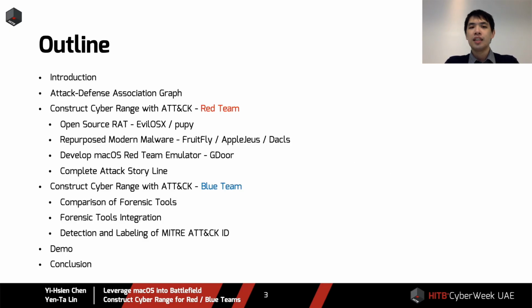Here is the outline for today. There are mainly four parts. First, we will talk about our proposed attack defense association graph. Then, the red team part, including three kinds of red team tools and our attack storyline. Third, the blue team part, where we will introduce and compare some analysis tools on macOS. In the end, we have a demo of our cyber range.